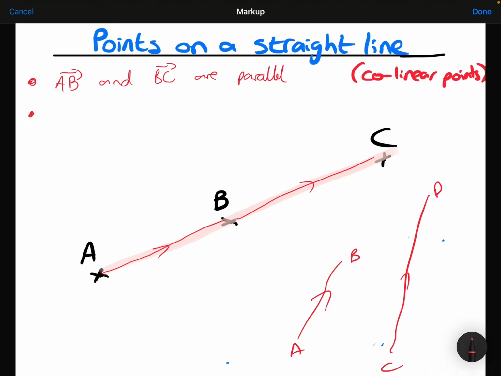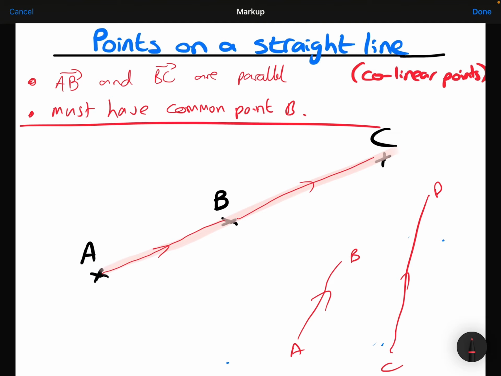They must have a common point. In this case, B. Or I could work out the vector A to B. Then I could work out the vector A to C. And if I can show that they're parallel, they have common point A. So there are several different ways you can do it.